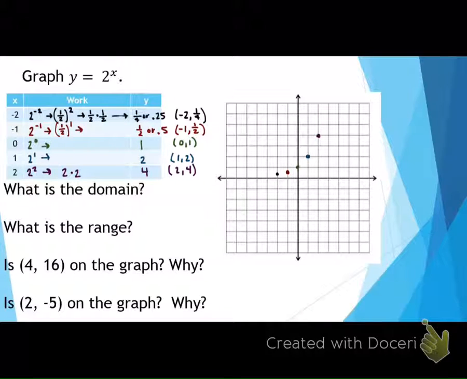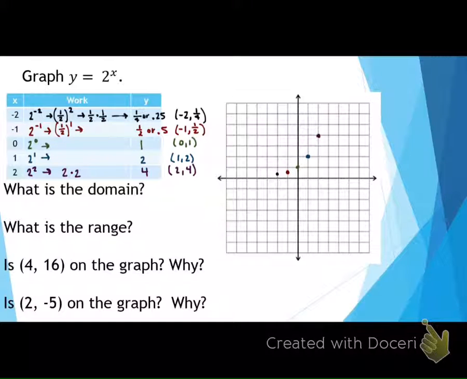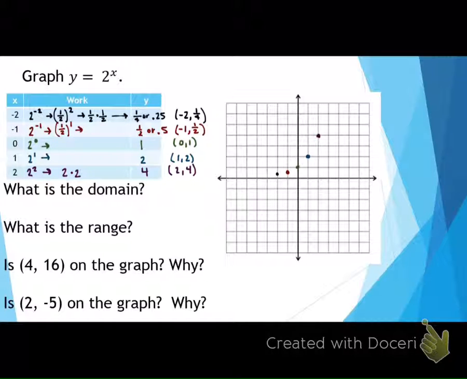So you should notice that each one of these is multiplying by 2. Do you guys see that on the x, that it's multiplying by 2 each time? Does anybody not see that? So if we go backwards, it's dividing by 2. Do you agree with that? Okay, so 1/4 or multiplying by 1/2.